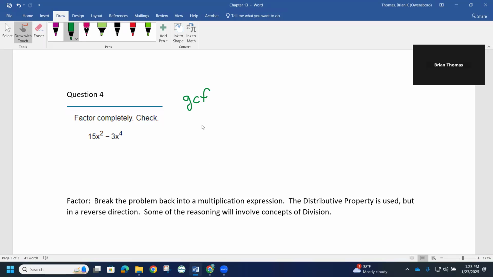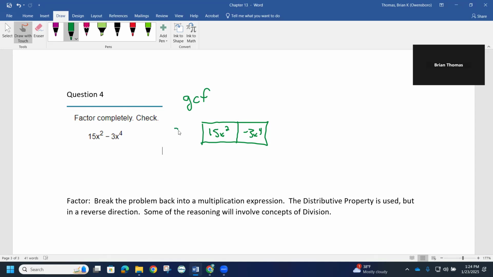Now, what I can do is draw a box, if you will, and I can put the 15x squared and the negative 3x to the fourth in the box. So I have these two terms. And what I'm trying to do is find the greatest common factor of these two terms. So 15 and this negative 3, they both have a 3 in common. So what I'm going to do is pull a 3 out.